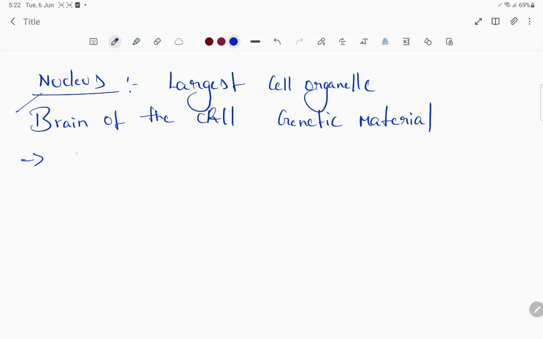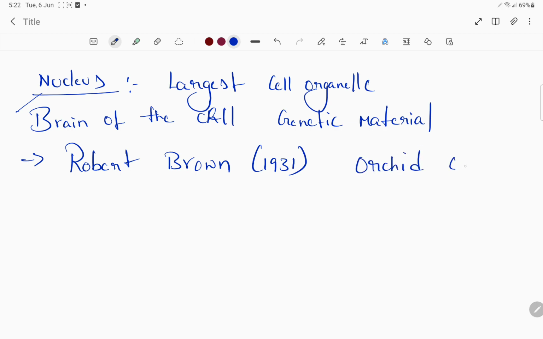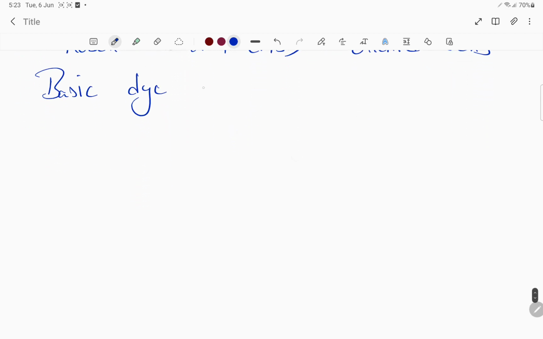It was first discovered by Robert Brown in the year 1831. Robert Brown discovered this. He first observed it in orchid cells. Later the material was stained with basic dyes, because it consists of more histone, right? Basic dye. Then the word chromatin was first given by Fleming.